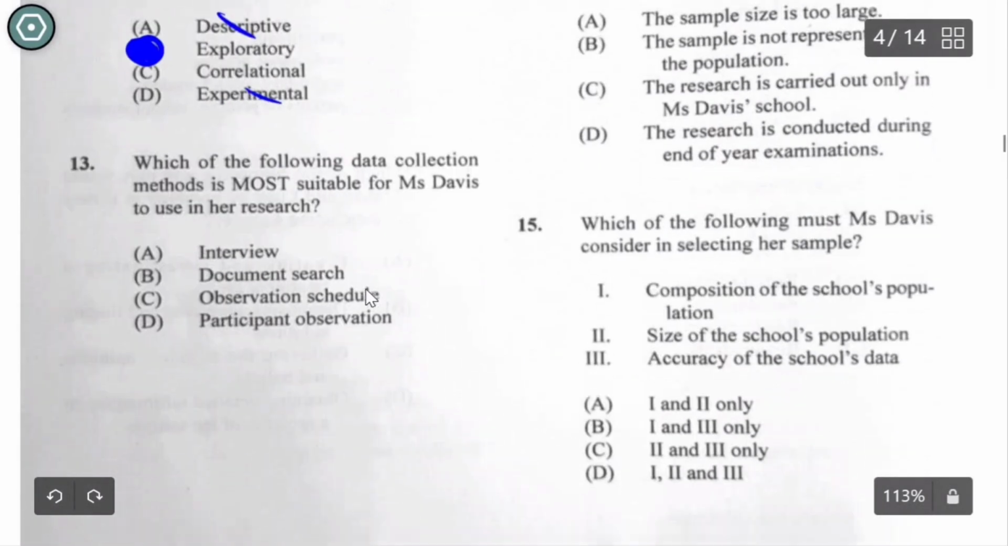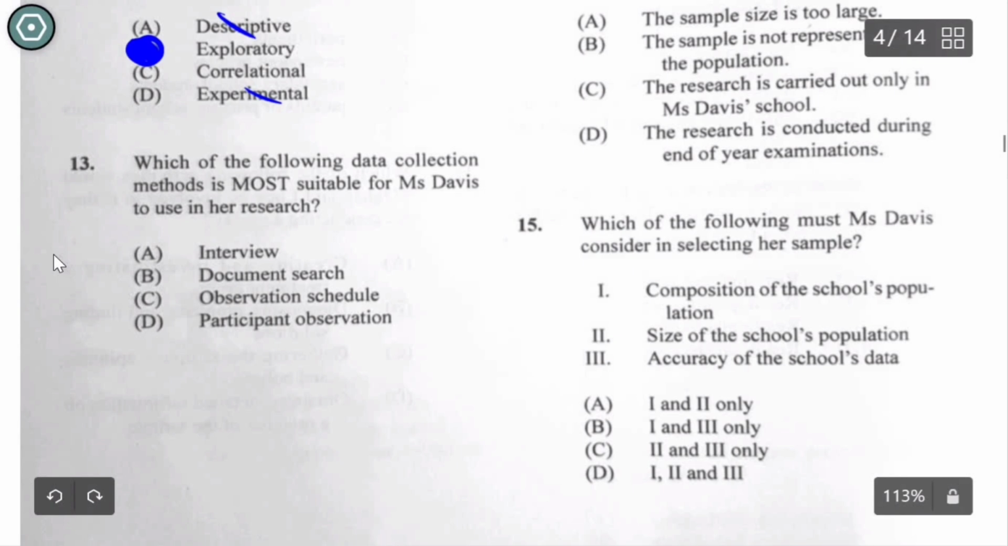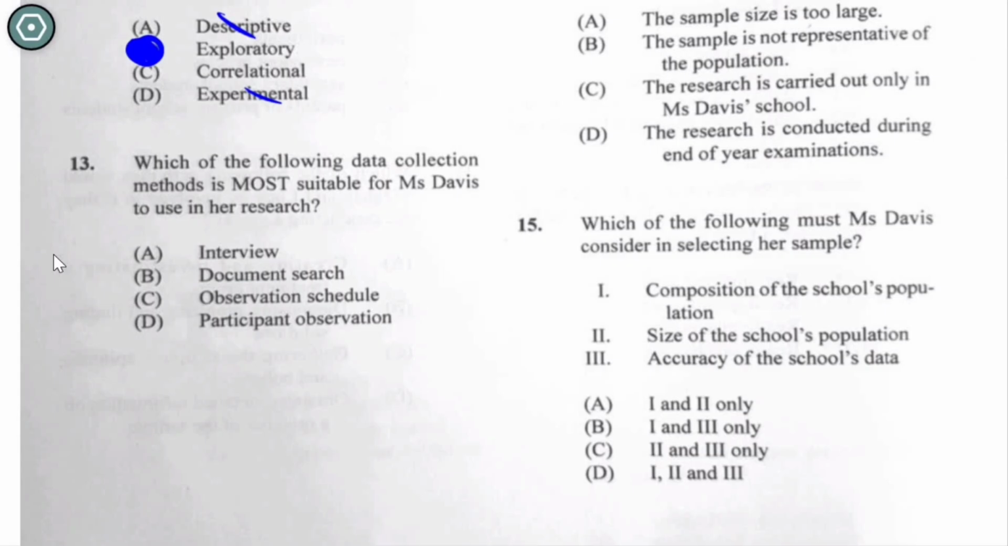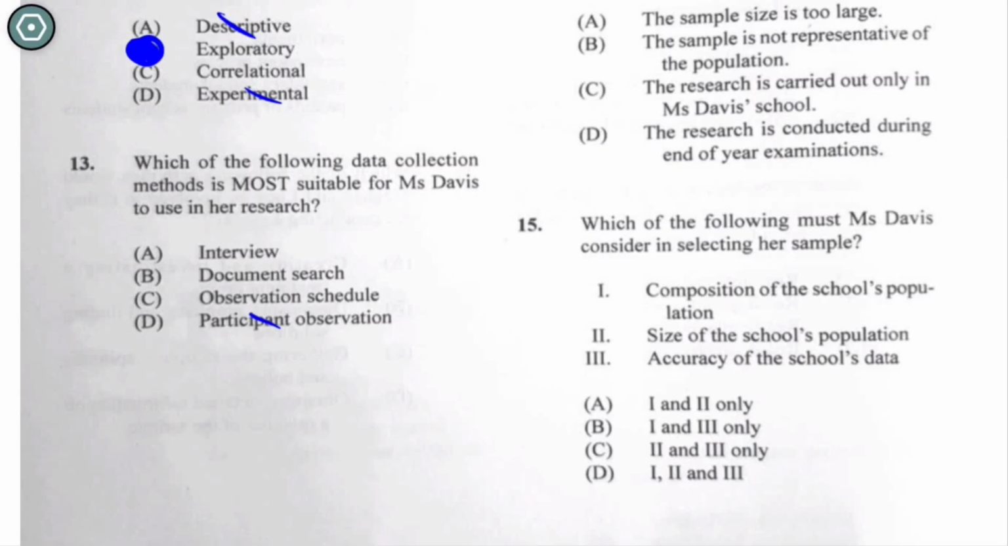Number 13, which of the following data collection methods is most suitable for Miss Davis to use in her research? Interview, document search, observation schedule, or participant observation? What would be the point? You wouldn't know why the students aren't choosing literatures in English if you just observe the participants. So observation wouldn't be the best solution here.